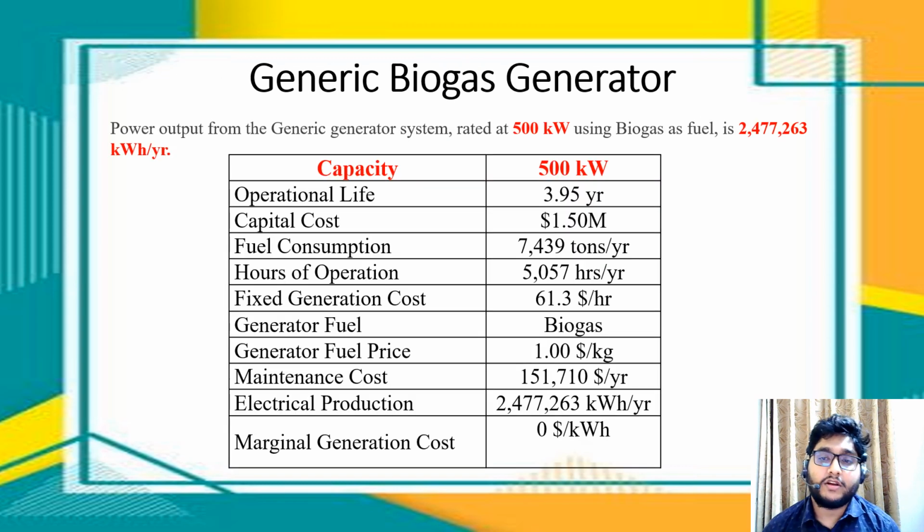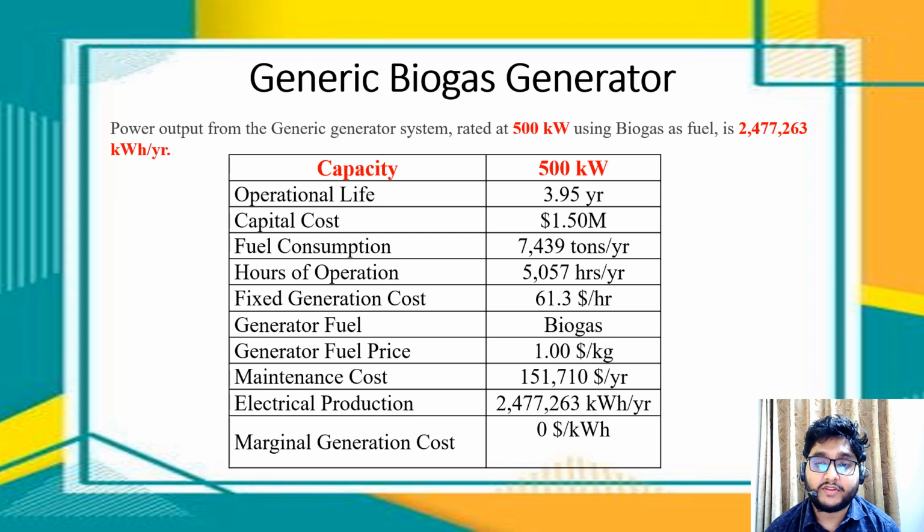Generic biogas generator. Power output from the generic generator system rated at 500 kilowatt using biogas as fuel is 2,477 megawatt hour per year. The capacity operational life is 3.95 years. Capital cost is 1.5 million.